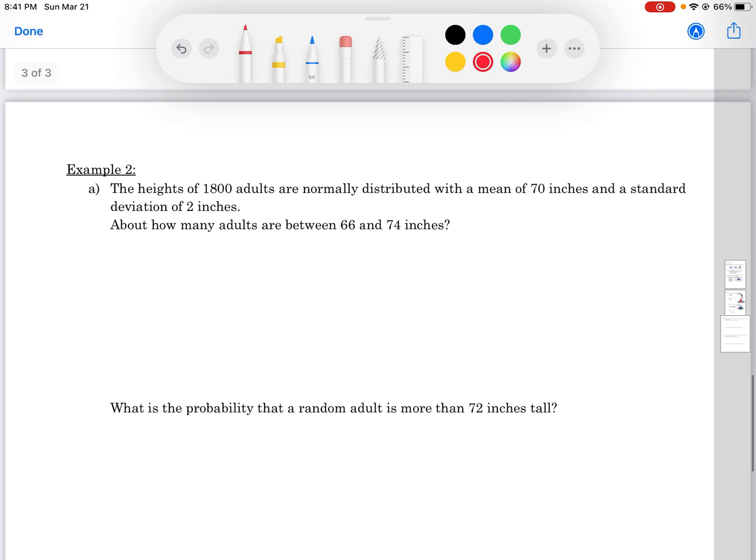All right. The heights of 1,800 adults are normally distributed with a mean of 70 and a standard deviation of 2 inches. About how many adults are between 66 and 74? So here's our bell curve. We said it's normal. That's why we're drawing the bell curve. The mean is 70. So right in the middle, we're going to be at 70. And let's just count off our standard deviations. So 2 inches, 2 inches. So that would be 68 and 72. That's 1 standard deviation away. A second standard deviation, minus 2, plus 2.